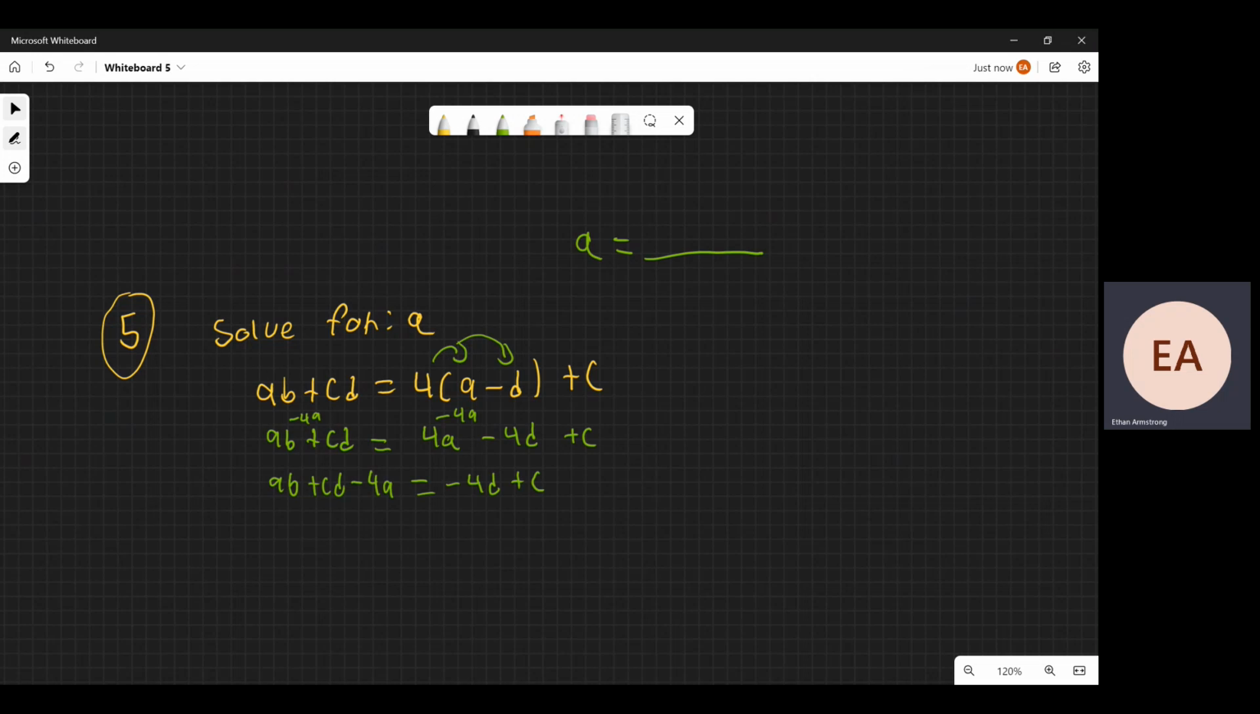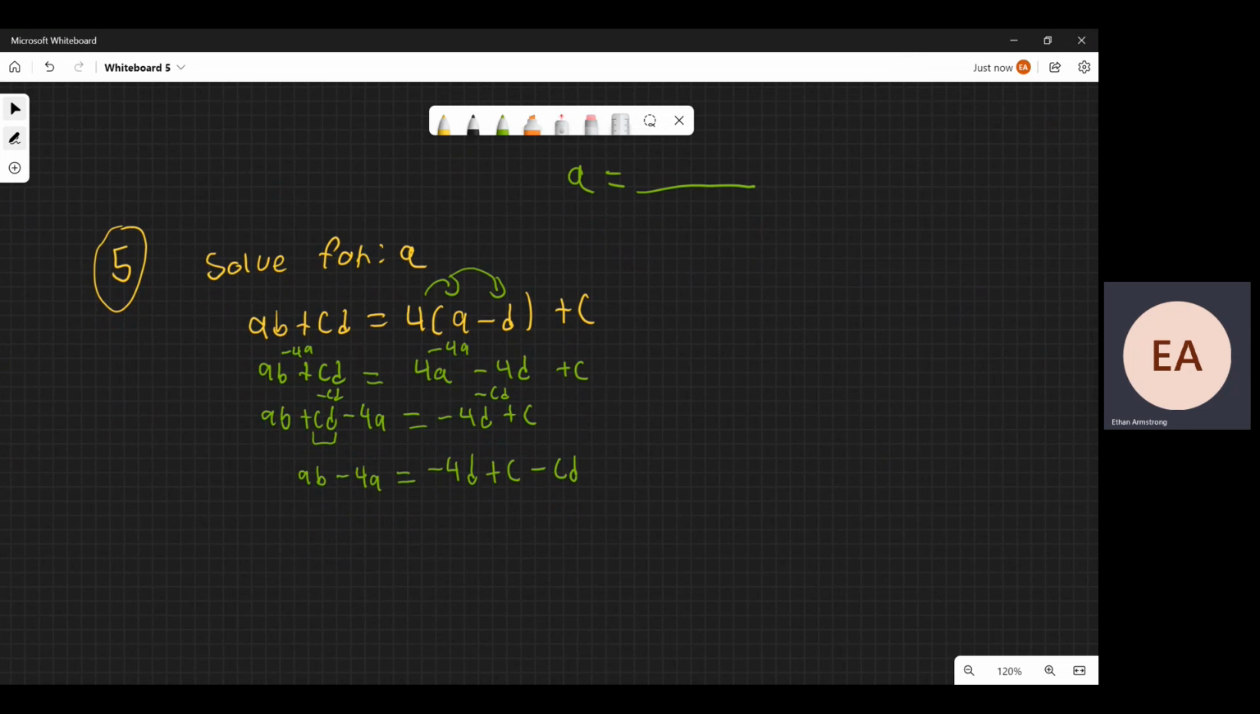All right, and now we want to get rid of this C and D here so we can be left with just A's. So we're going to subtract CD from each side. So AB minus 4A equals negative 4D plus C minus CD. And now we have a problem. We have AB minus 4A on this side, and all we want is A's.